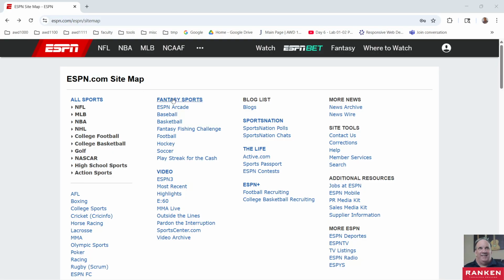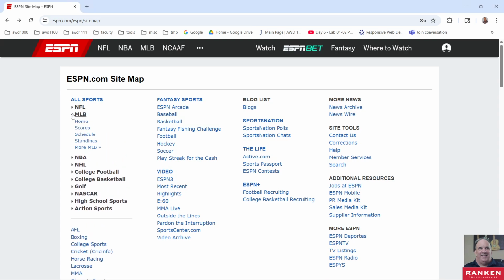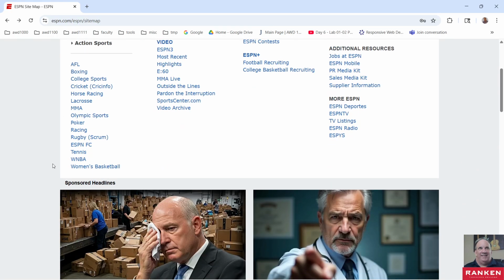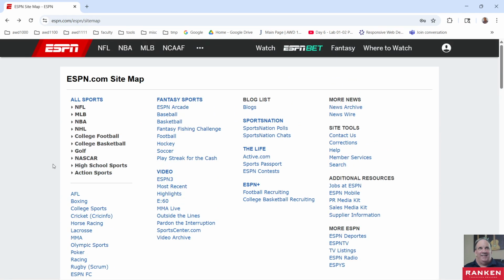So here's a sitemap where it's got these different categories, right? And then it has different links. So this is a sitemap with different categories and different links, and it's pretty extensive. There's NFL, Major League Baseball, different sports, so pretty substantial, and they have other things on here as well. But this is a sitemap. Okay.